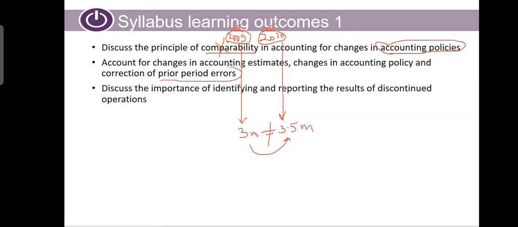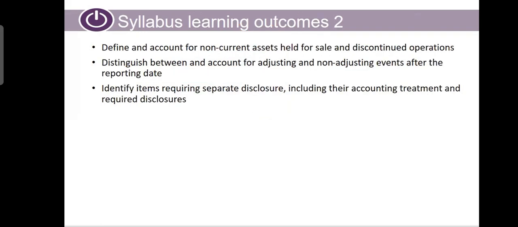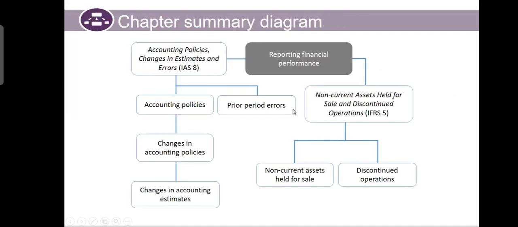This is something very important, very important. I will speak a word on it by the end. And discuss the importance of identifying and reporting the results of discontinued operations. This is IFRS 5. This is our next standard, next part of the lecture. Okay, so define and account for non-current assets held for sale. This is discontinued operation. So this is the entire summary of the chapter.